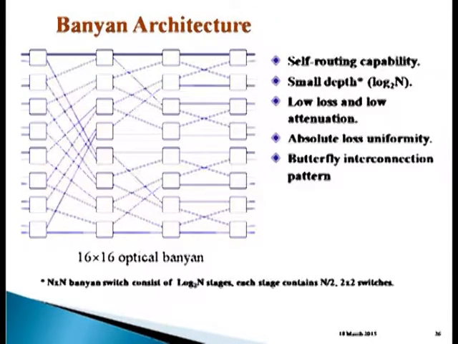This is another popular architecture, the Banyan architecture. Here you can see a 16 cross 16 switch can be designed with a very low number of basic switches, and it has self-routing capability, small depth of only log n, low loss and low attenuation. One of the good things with this Banyan architecture is that it has absolute loss uniformity. That means the losses in all possible input-output connecting patterns remain the same, and that is why this is more popular as compared to the other architectures.